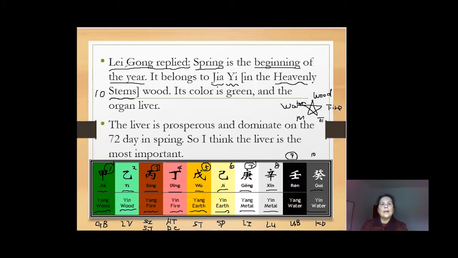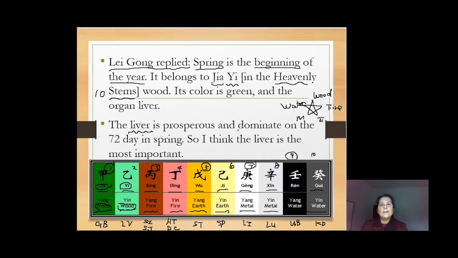Now in here, Lei Gong said spring. Yeah, spring is the beginning of the year. And spring relates to the wood, and they start from Jia and Yi, like everything starts. The color is green and the organ is the liver. We're talking about organ functions, mainly the zang organs. So that's why we only talk about the liver here.